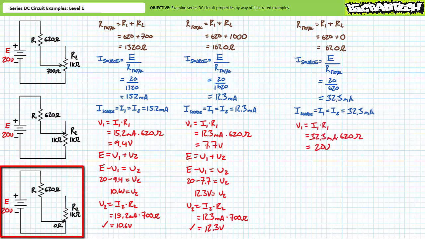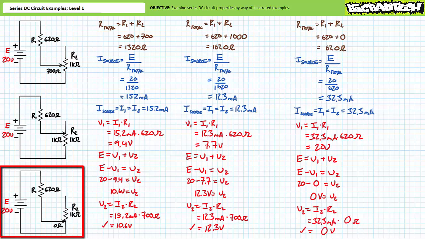An application of Ohm's law demonstrates that V1 will experience all 20 volts. And an application of Kirchhoff's voltage law demonstrates that V2 will drop no voltage. As a means of checking our work, an application of Ohm's law confirms this suspicion. You'll note in this particular application, R1, the 620 ohm resistor, serves as a failsafe such that the source is always presented with an opposition of at least 620 ohms.